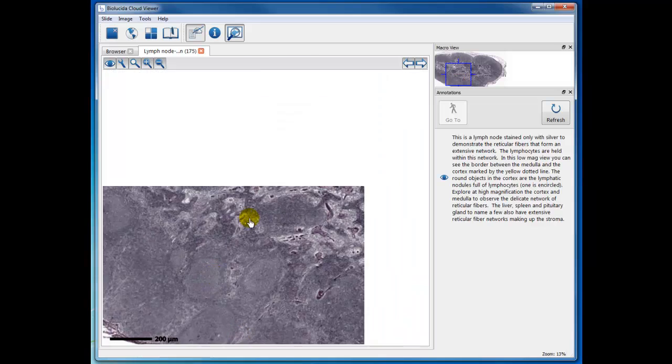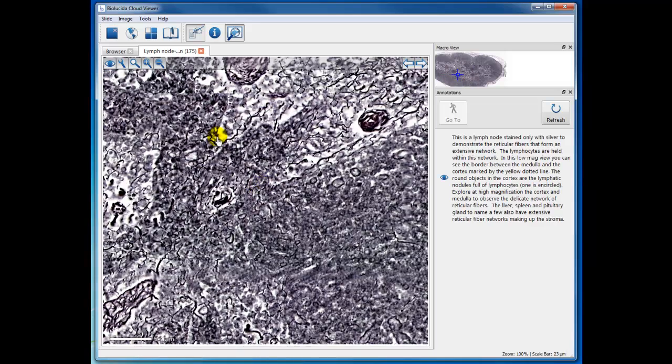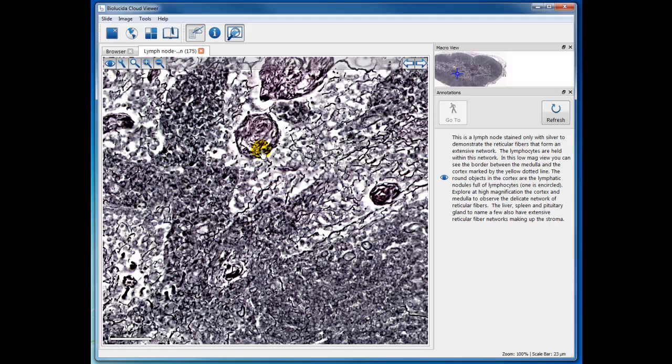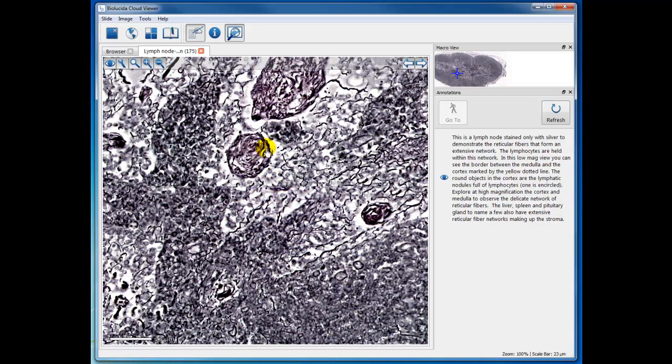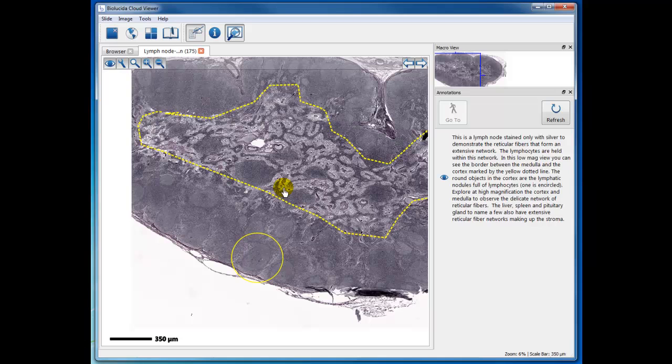And then if you go into the medulla, you see the sinusoids are outlined with reticular fibers, and then the lymphocytes are percolating from the medullary cords into the sinusoids here. So the lymph node, like the liver and the spleen, has a very extensive reticular fiber network.